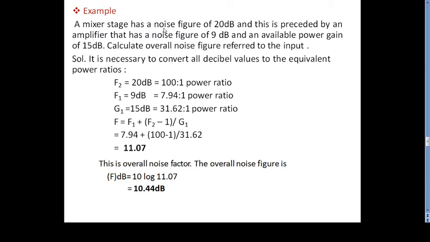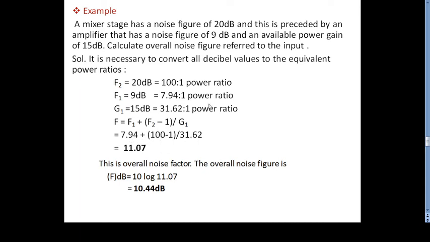The mixer stage has a noise figure of 20 dB. The preceding amplifier has a noise figure of 9 dB and an available power gain of 15 dB. Calculate the overall noise figure referred to the input. So F2 is 20 dB, which is a power ratio of 100, F1 is 9 dB, which is converted into a normal ratio, and the gain is 15 dB, which is converted likewise. So the total noise factor is F1 plus (F2 minus 1) divided by G1. G1 is the gain, which is already given.